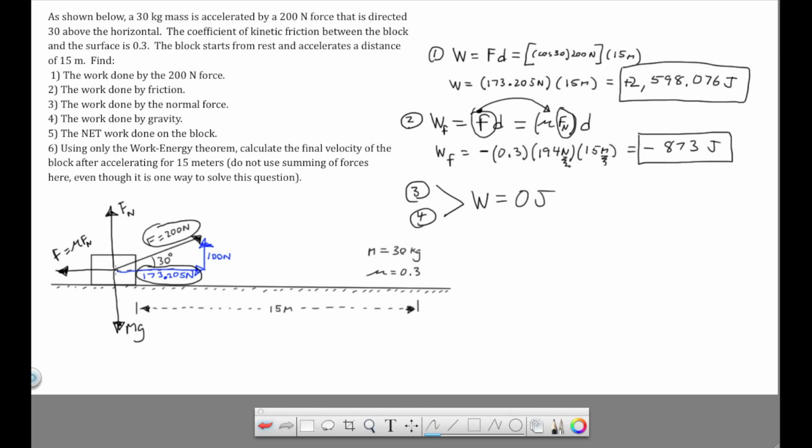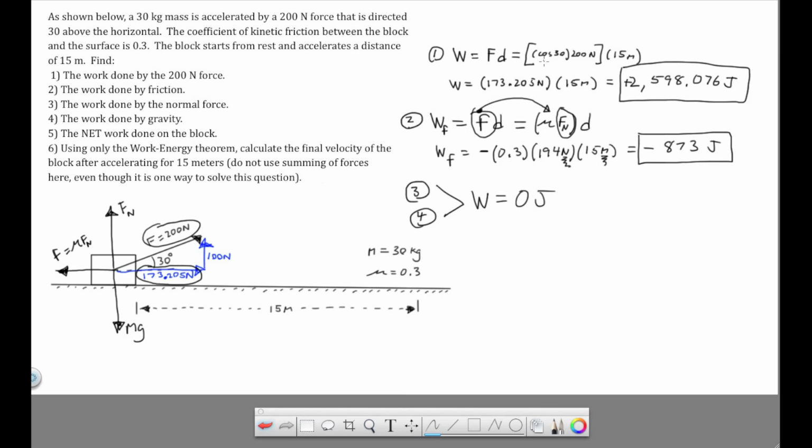And same thing for mg. mg is acting perpendicular to the direction of motion, and forces that act perpendicular to the motion do 0 work. For work to be done, as we said up here in 1 and 2, the force acting has to be parallel to the motion. So we made sure of that in number 1. We made sure of that in number 2.